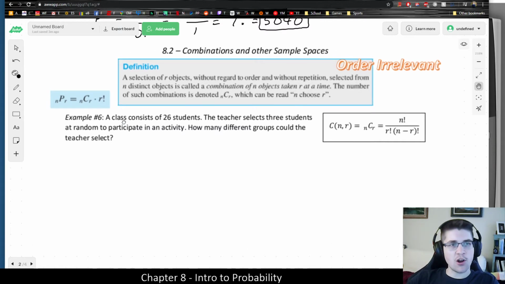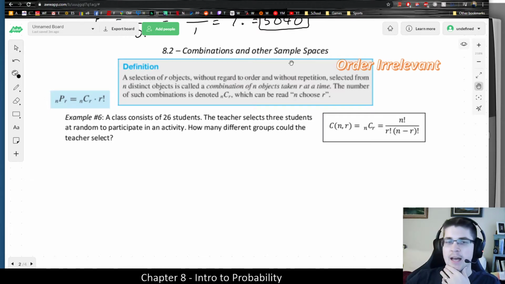It says a selection of r objects without regard to order and without repetition, selected from n distinct objects is called a combination of n objects taken r at a time. So often people will say nCr or n choose r for a way of describing what a combination is. And notice that the difference here is that the order is irrelevant.